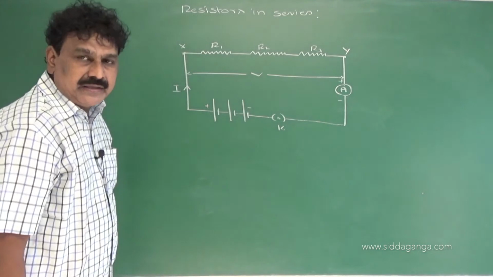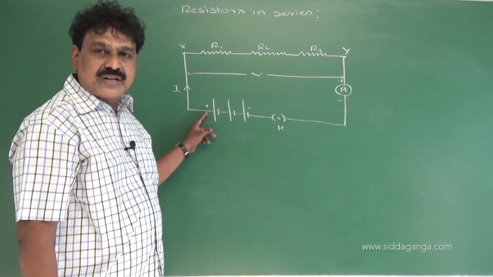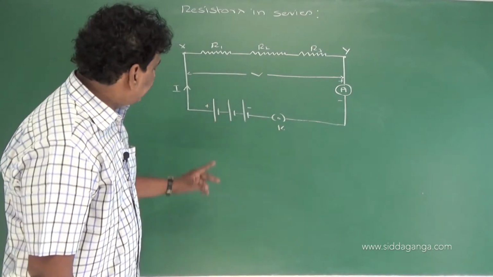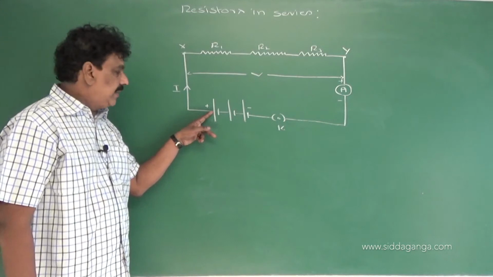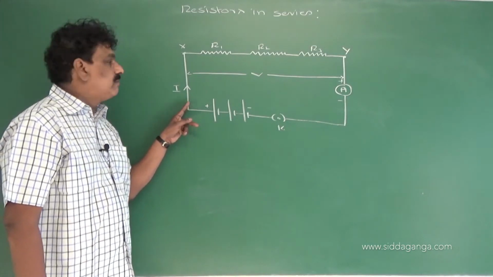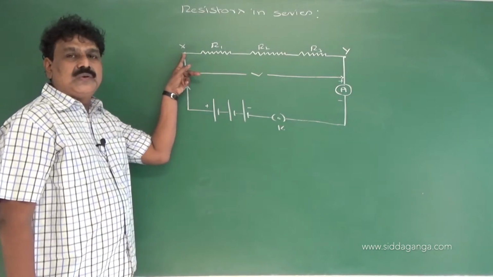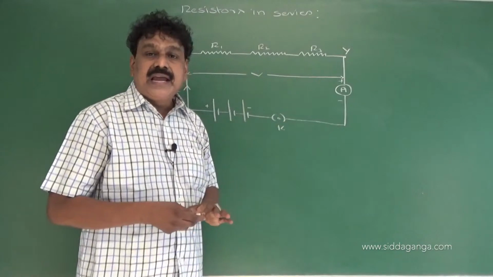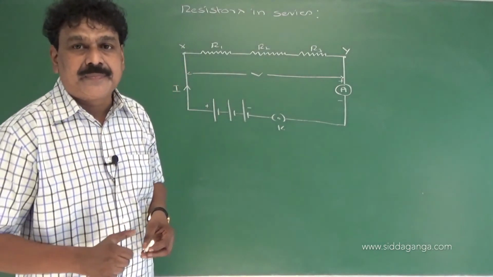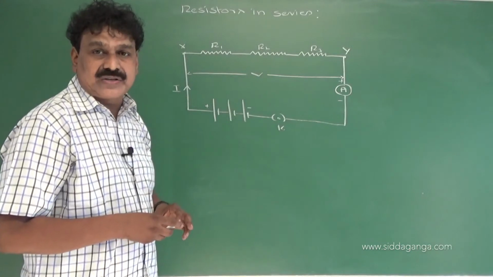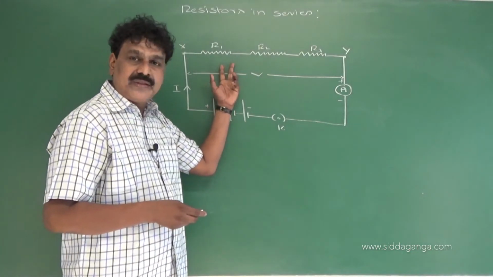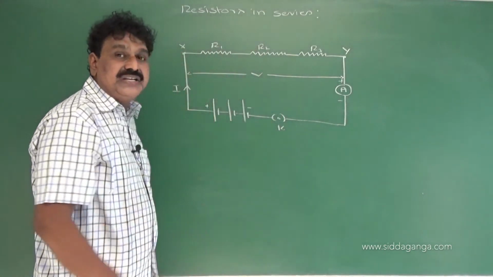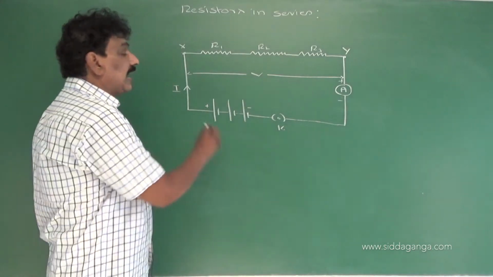the combination. We know that the direction of conventional current is always from positive terminal of the cell to negative terminal of the cell. Now the current starts flowing from the positive terminal. Now it comes to the end X. When it flows from end X to end Y, it has only one path. The same amount of charge flows per second through R1, R2 and R3. Therefore, current through each resistance is same.